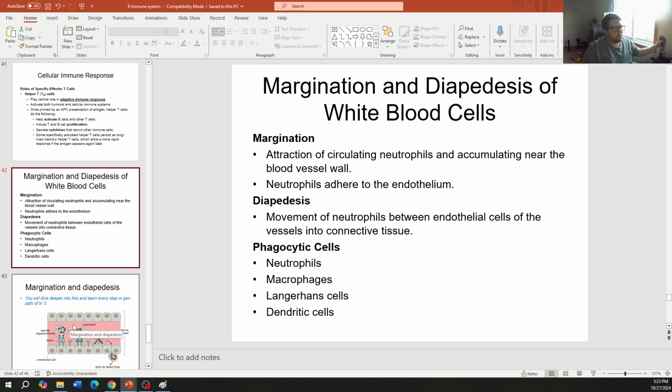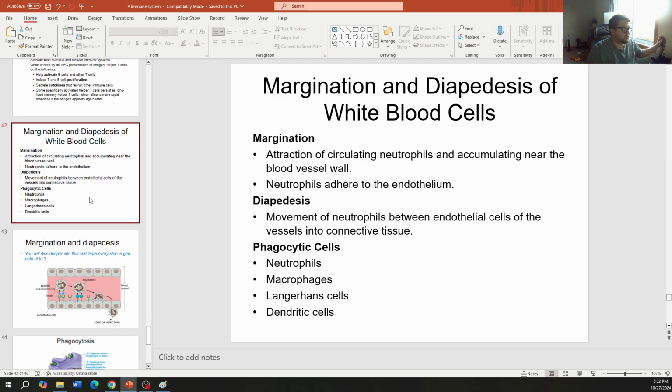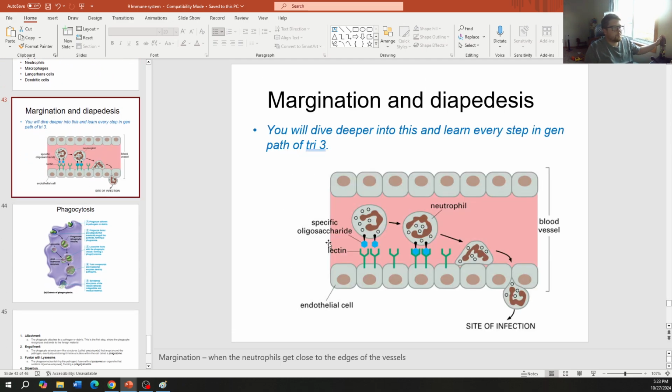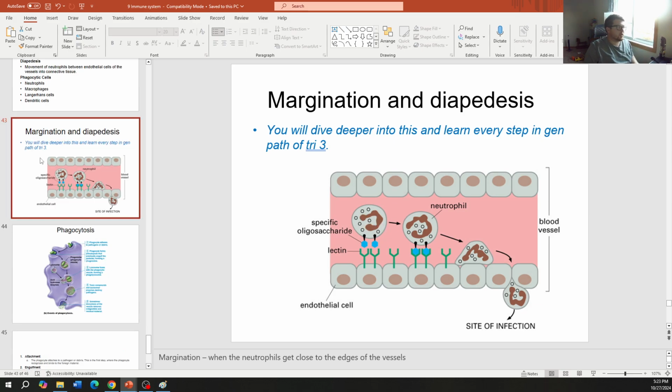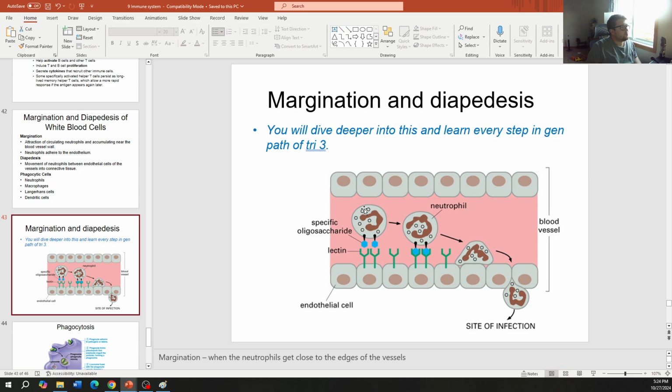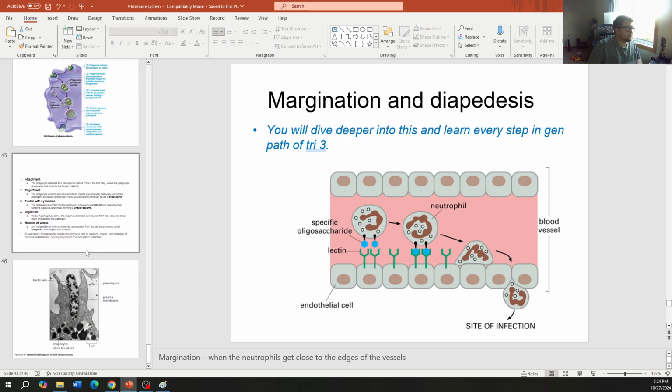where again, we just need to know the definitions of these two specific words. Margination is attracting white blood cells that are in the circulatory system, specifically neutrophils, they essentially adhere, or they kind of get glued to the edge of the blood vessels. That is the endothelium of the blood vessels. And then they get stuck, roll along, stick to it, and then they move through the endothelial cells. The moving through is known as diapedesis.